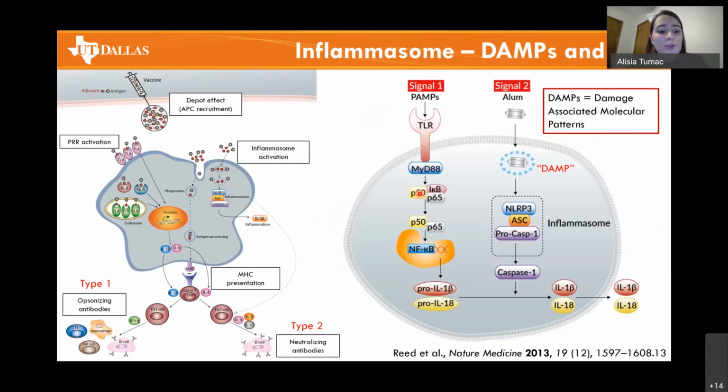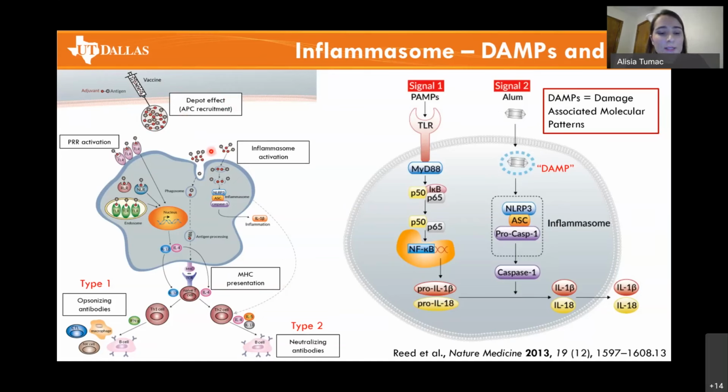So alum is by far one of the most widely used adjuvants since its introduction in the late 1920s. This adjuvant is in the formulation of many licensed vaccines, such as hepatitis A or B, or diphtheria, tetanus, and pertussis vaccine, and many, many others. How does it work? It has a slow release, or a depot effect, because it essentially precipitates at the site of injection. And this allows for APC recruitment.